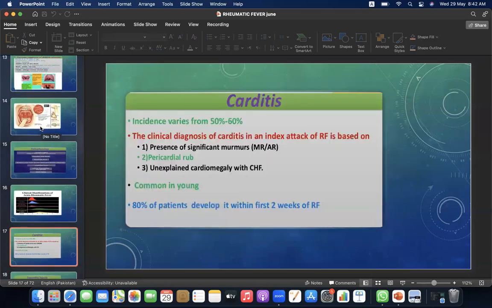So the carditis, starting with this, the incidence varies from 50% to 60%. The clinical diagnosis of carditis is an index attack of rheumatic fever. It is based on the presence of significant murmurs, pericardial rub, unexplained cardiomegaly with congestive heart failure, common in the young, and 80% of the patients develop it within the first 2 weeks of rheumatic fever.